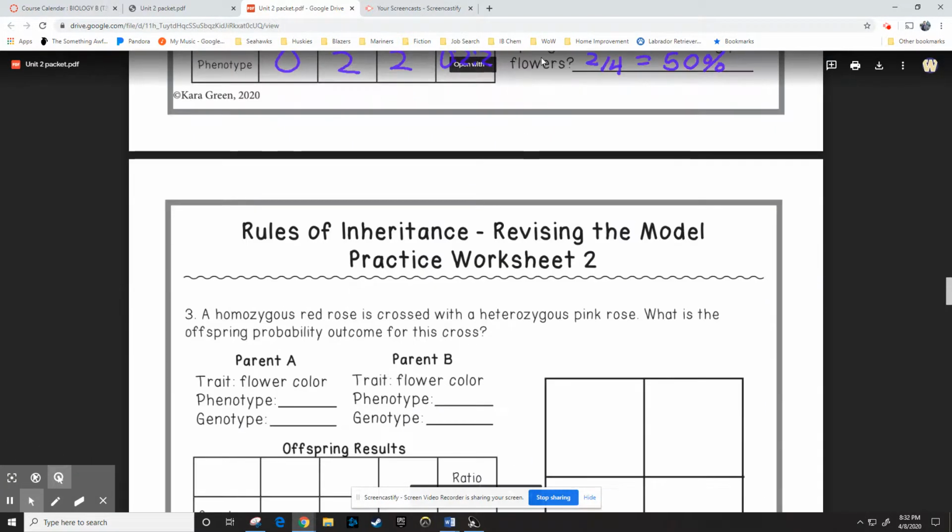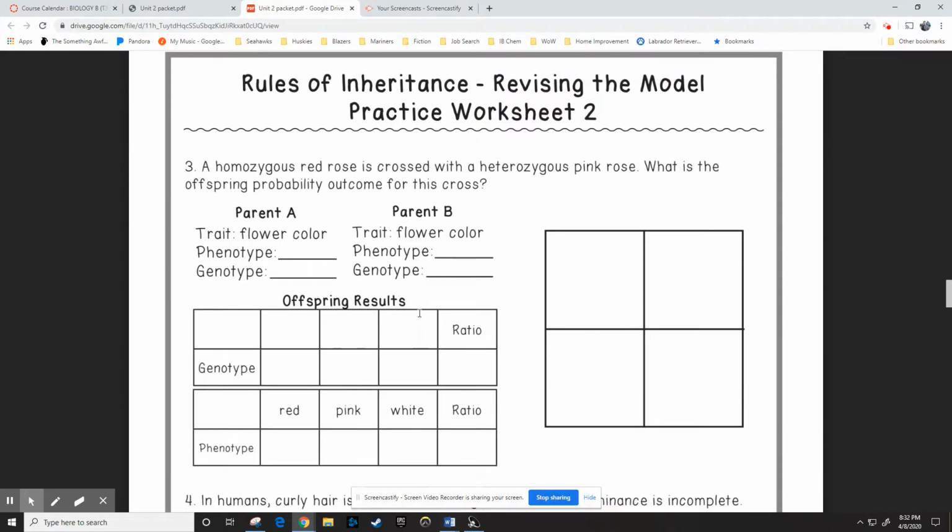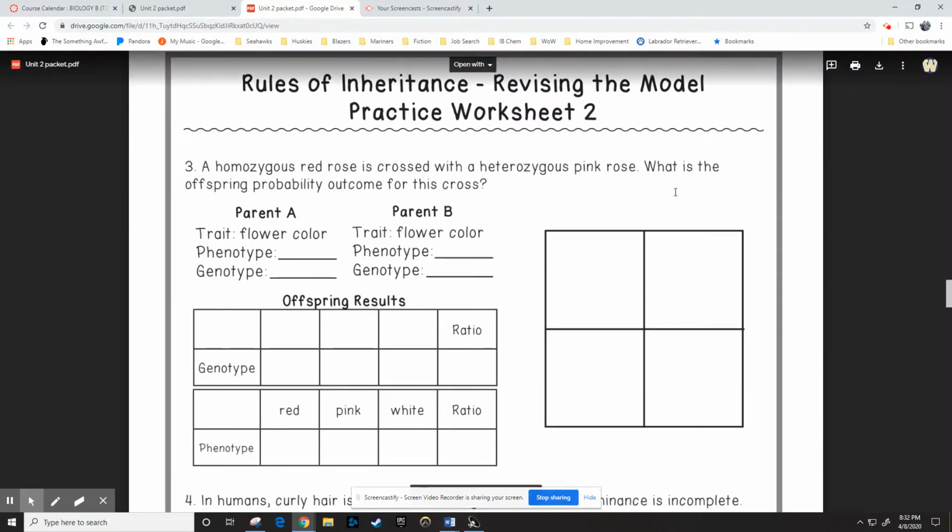The process is exactly the same for the rest of this worksheet. You just follow the exact same process we did up above. Just like always, if you have trouble, shoot me an email, send me a message in Canvas, and we'll get you on your way.